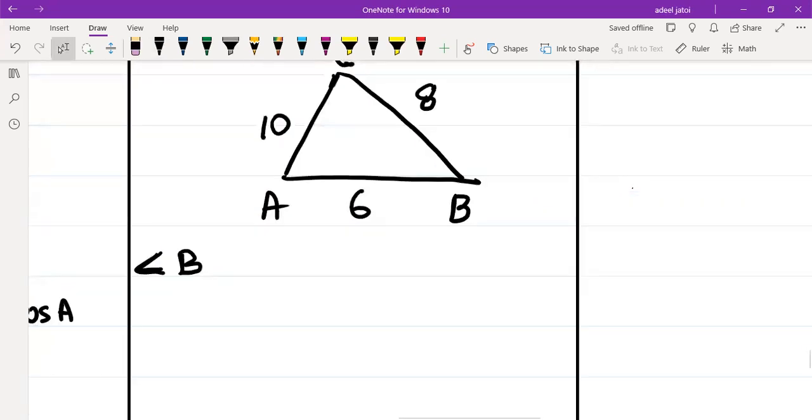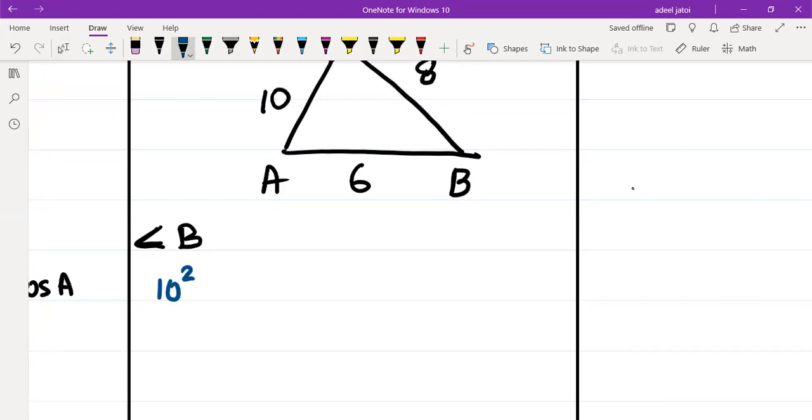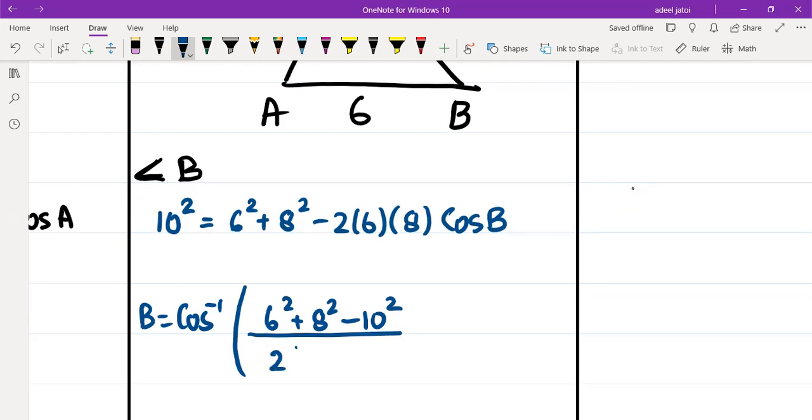So when we need to find out angle B, as I said, we look at the opposite side, that is 10. So this should be 10 square. The remaining two sides will be 6 square plus 8 square minus 2, 6, 8, and this should be cos B. Now generalizing this, we'll just shift everything down. So just doing it directly, for B, this should be cos inverse of 6 square plus 8 square minus 10 square upon 2 multiplied by 6 multiplied by 8.